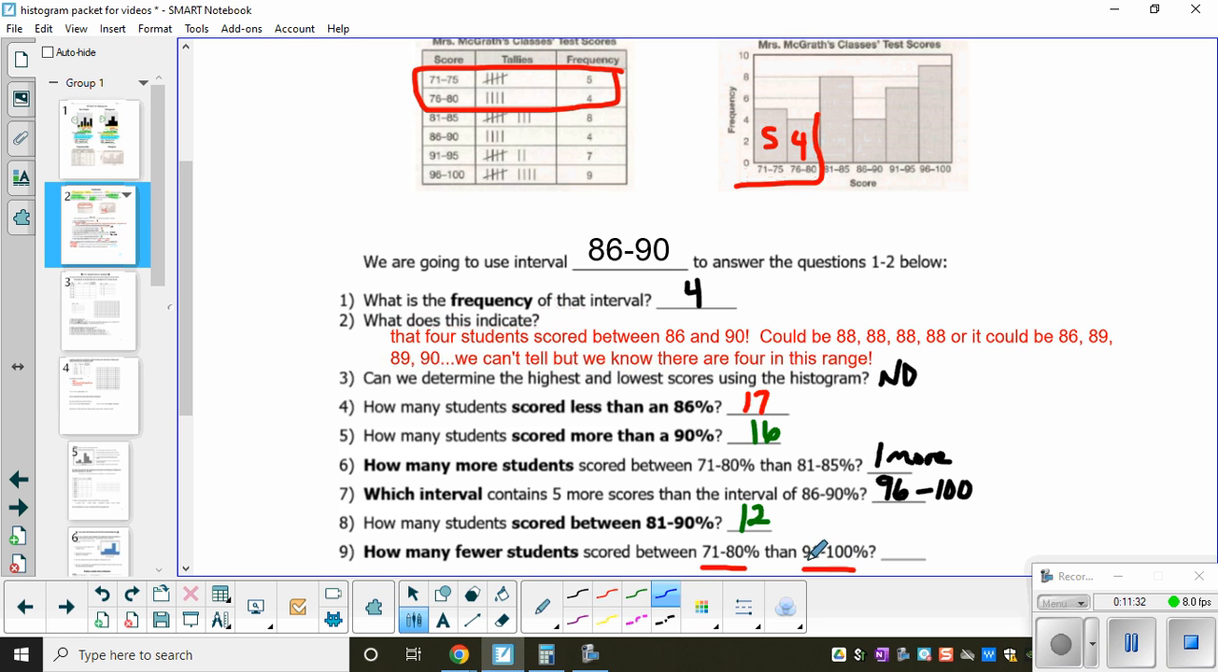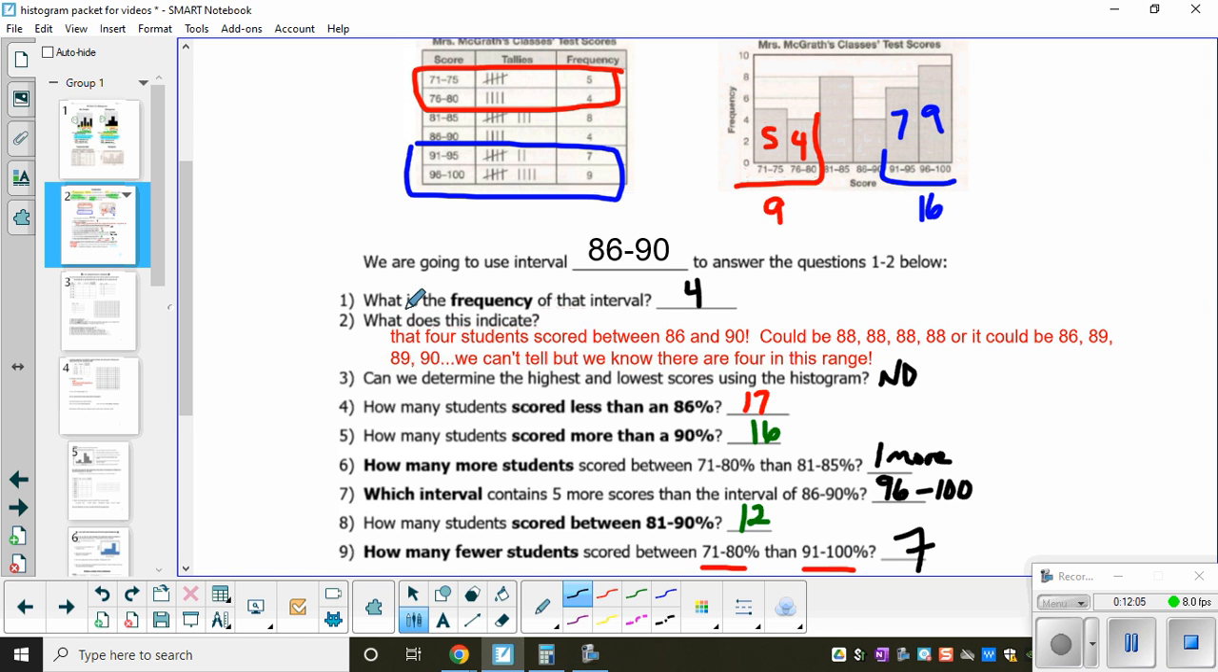Now the other one that we're comparing to is 91 to 100. 91 to 100 is going to be these 16. 91 to 100 is going to be these 7 plus these 9. So we get 16 here compared to 9 here. And it wants to know how many fewer are in this category than this category. So if you subtract 16 minus 9, we get 7. There's 7 fewer in this category.